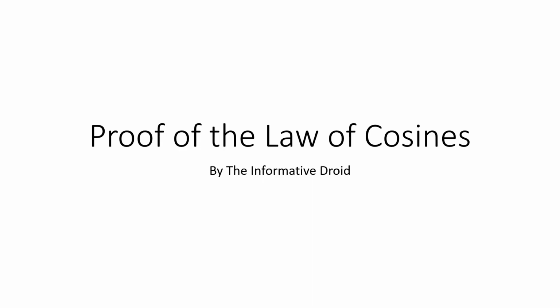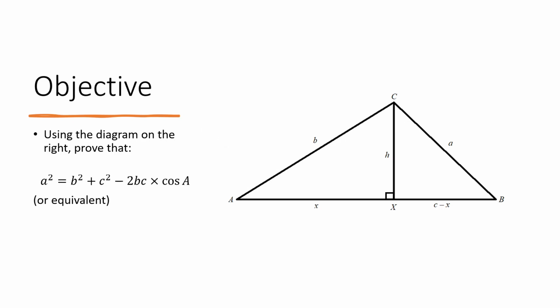Hello everyone and welcome. In this video we are going to prove the law of cosines. So the objective of this video is pretty much self-explanatory. So using this diagram that we have on the right, we're going to prove that a squared is equal to b squared plus c squared minus 2bc times the cosine of A.